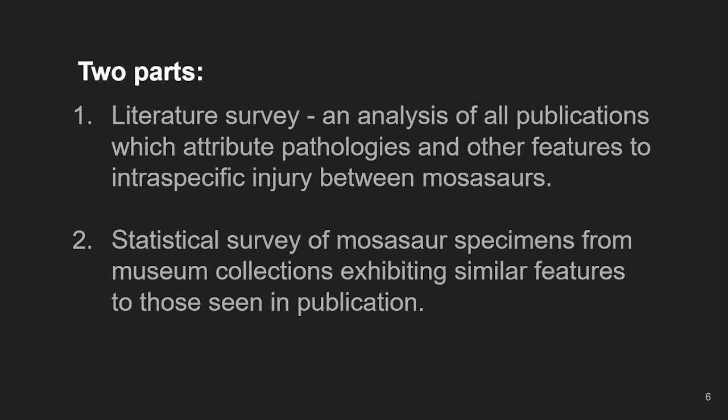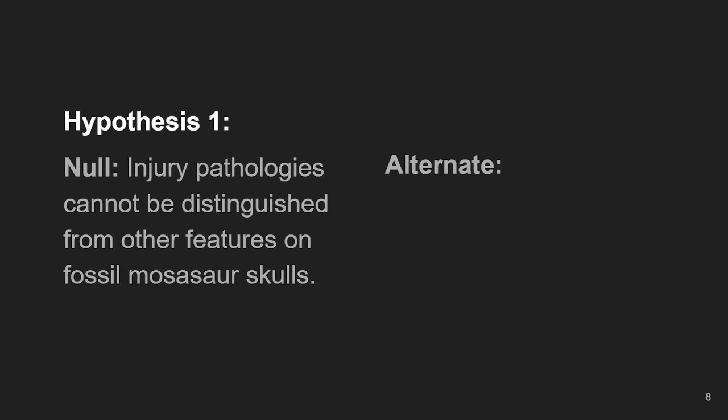So we're going to actually start with one part of this overall project. There are two parts. So I start with the literature survey. That's what I'm going to actually talk about largely today. And a little bit later on, I'm going to comment on what I'm going to do next, which is that statistical survey. But currently, I basically just looked at all of the literature that referenced marks on mosasaur skulls that they attributed to aggression between members of the same species of mosasaur.